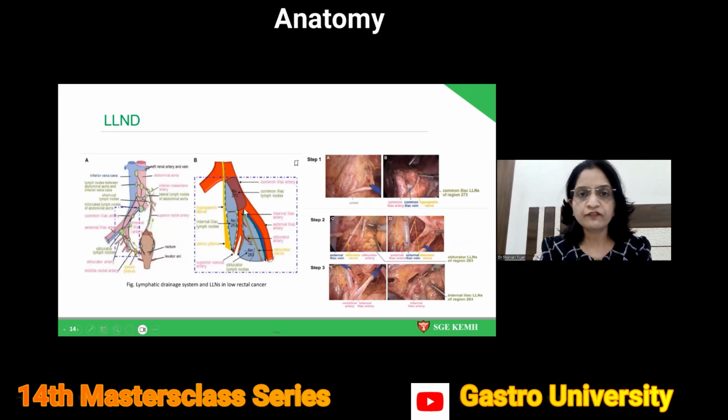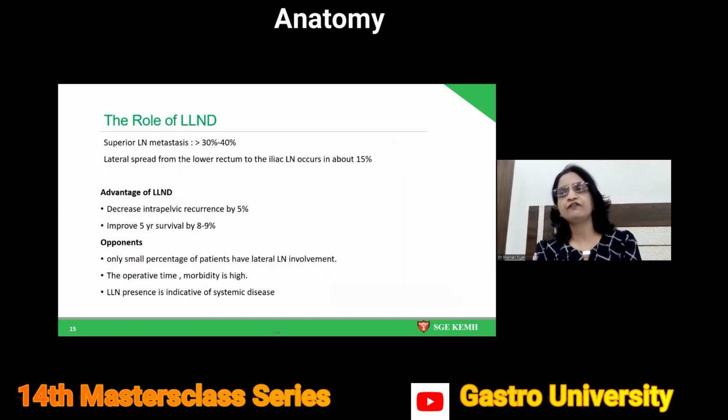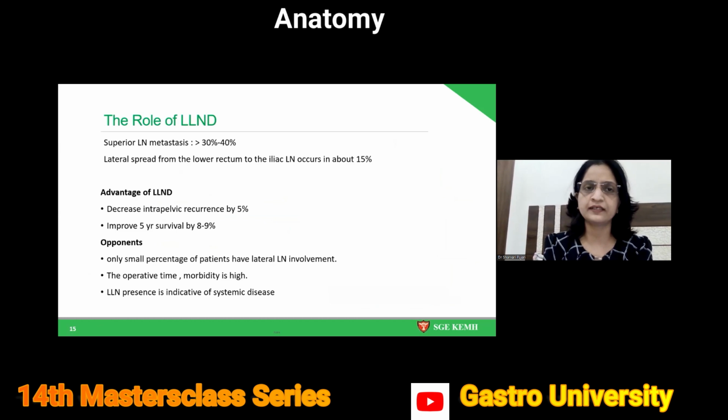So this group of lymph nodes, which is the common iliac group of lymph nodes, is station 273. This is the internal iliac, 263 station, and 283, that is the obturator. In between the internal and external iliac vessels is the obturator group of lymph nodes, and this group of lymph nodes is called lateral lymph nodes or lateral pelvic lymph nodes, and the dissection of lateral pelvic lymph nodes during standard rectal carcinoma surgeries is a matter of debate.